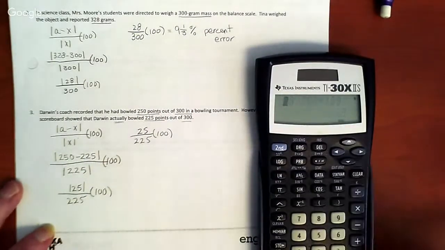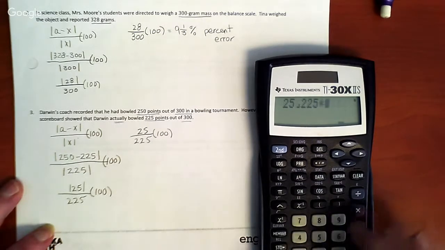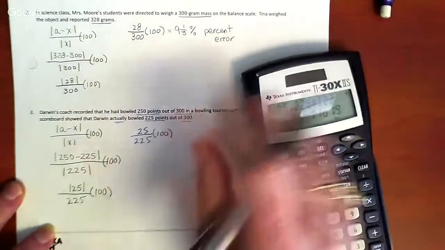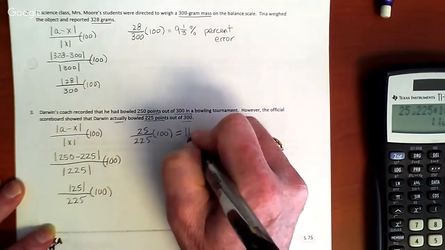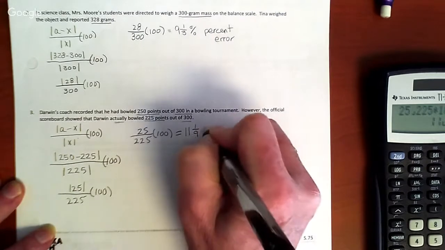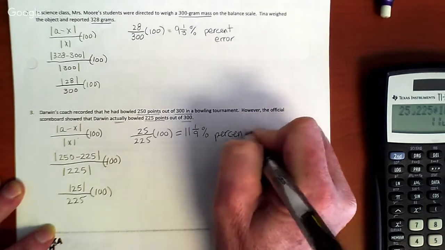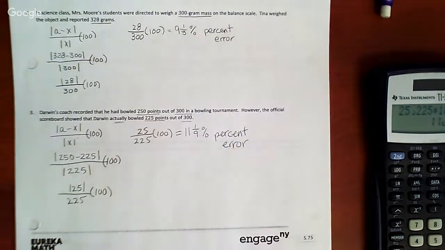Okay. So let's multiply that out. We got 25 over 225 multiplied by 100. That will give us our percent of 11 and 1/9. And you actually write that out, 11 and 1/9%. That is your percent error. Okay. And that is our lesson for today.